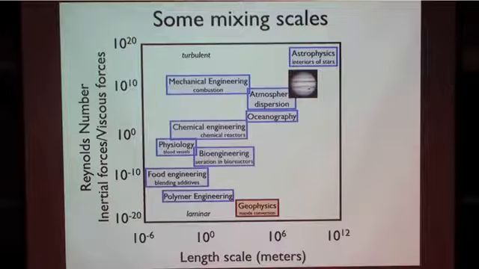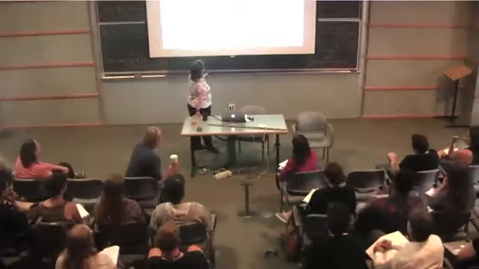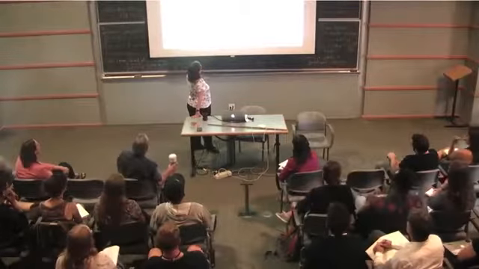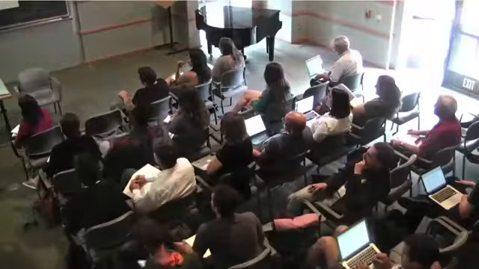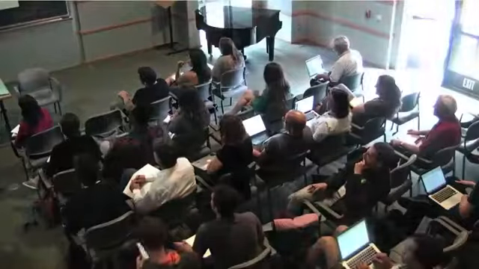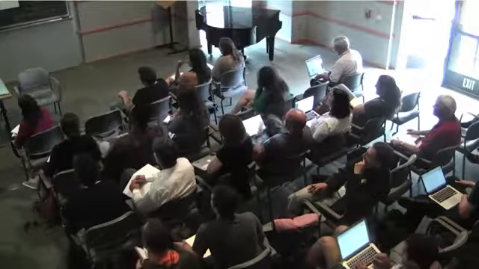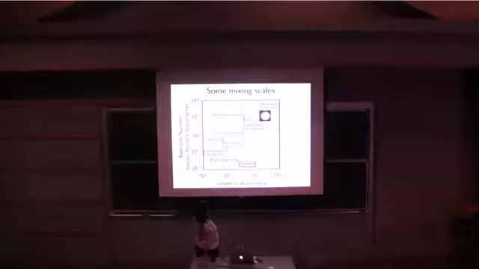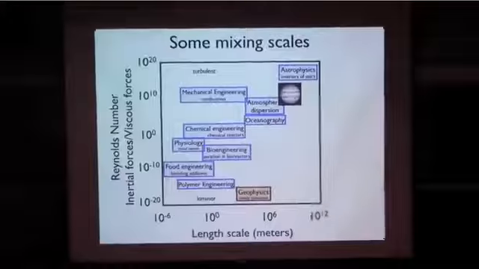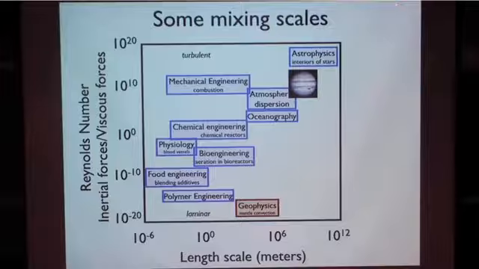Just out of curiosity, where is the solar nebula mixing on this scale? Does it scale up to the right or down to the right? Well, the length scale is really long, right? Yeah, huge. So it's way off there. The question is whether the inertial forces to viscous are high. I think it's high, way up there. But I don't know. Someone can correct me if I'm wrong about that.